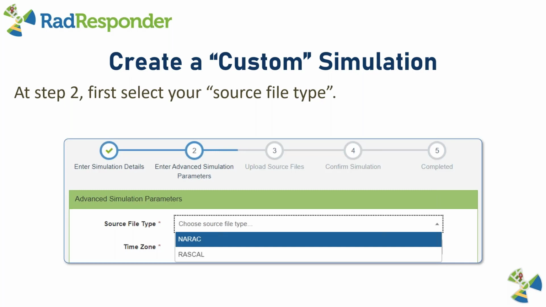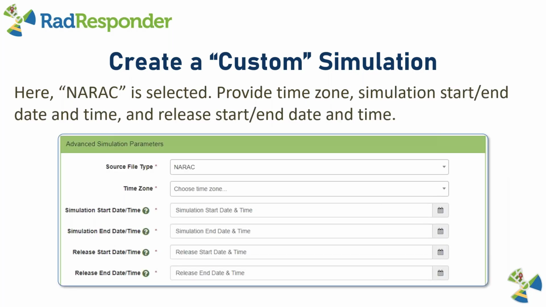First, we're going to pick our source file type. If this is NARAC or Rascal, select one of those options. In this example, first I'm just going to talk about NARAC. We'll talk about Rascal as well. But to discuss NARAC first, you can see that we've selected NARAC as our source file type option. We'll provide time zone, simulation start and end date and time, and a release start and end date and time.